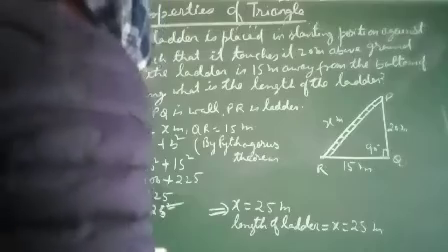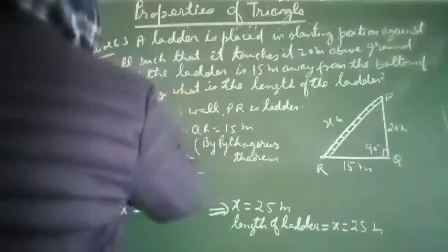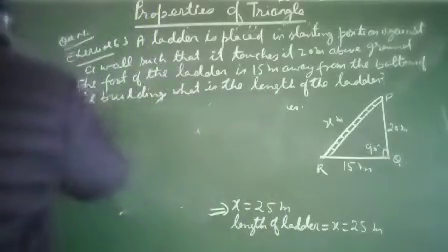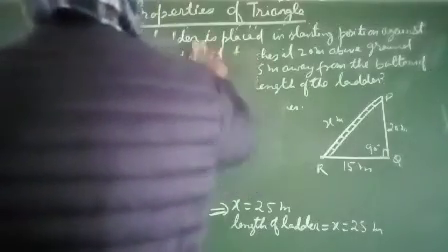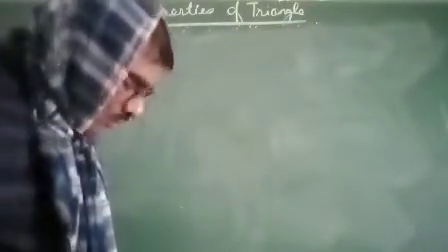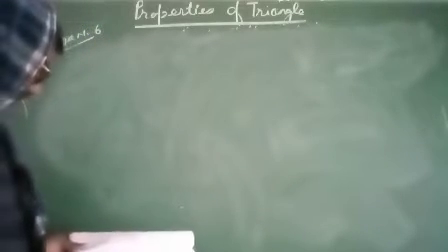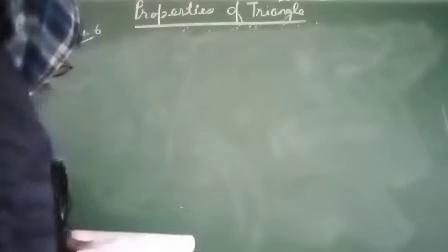Now I will write question number 6. Question number 6 is: a rectangle has a length of 8 cm. Its diagonal measures 10 cm. What is the perimeter of the rectangle?